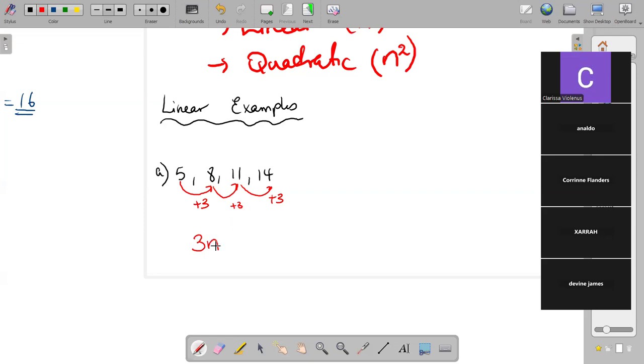Now, what does 3n mean? 3n means you're multiplying numbers by 3. Anybody remember what n stands for? n stands for the position. So for example, 5 represents n is 1, because that's position 1. 8 represents n is 2, so that's position 2. 11 represents n is equal to 3, because that's position 3. Everybody understand what n stands for again?